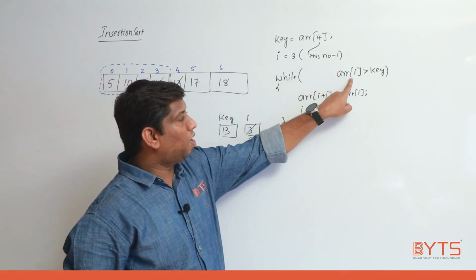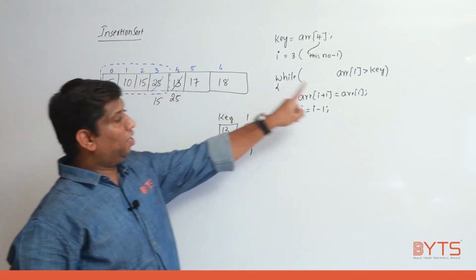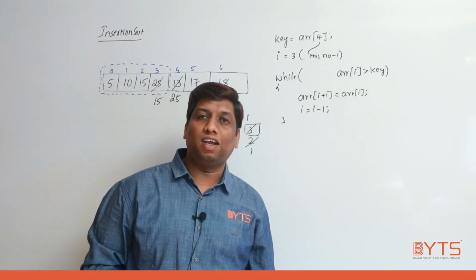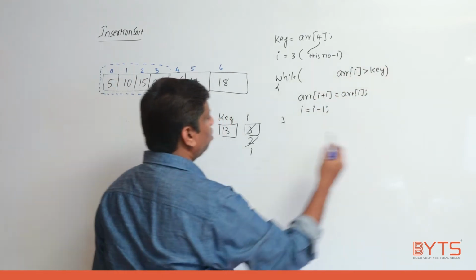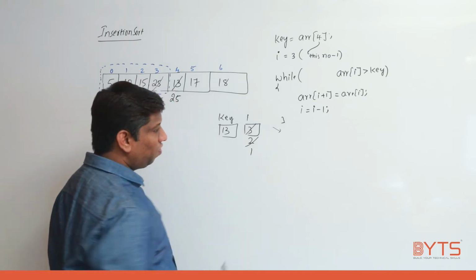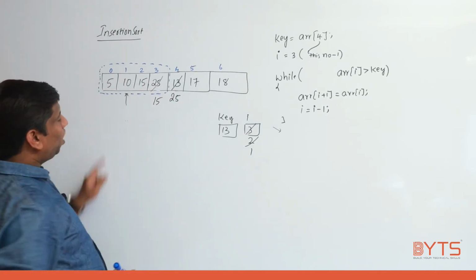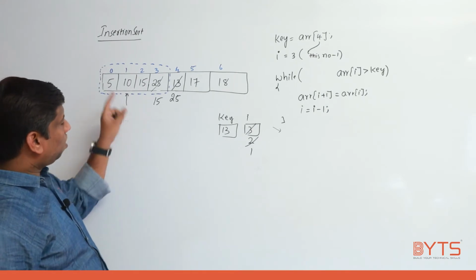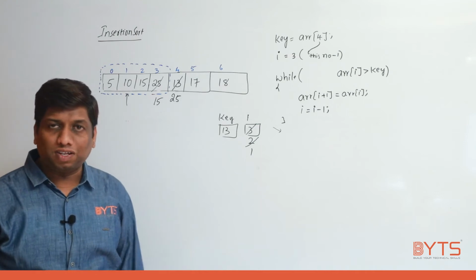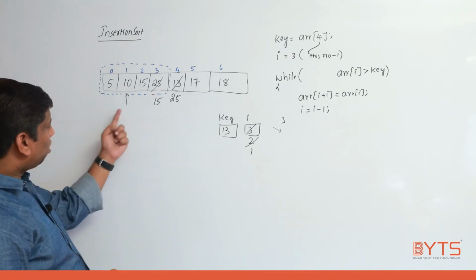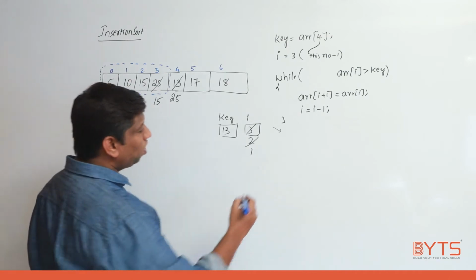Try to understand ARR of 1. What is the value of ARR of 1? 10. 10 greater than 13, true or false? False. 10 greater than 13 is false. You came out. So whenever I came here, I am standing at which position? This position, right? Why am I standing at this position? Because all the elements are moved. This element is smaller than 13. This element is smaller than 13. Then what should I do? Come to the next location and insert the value.